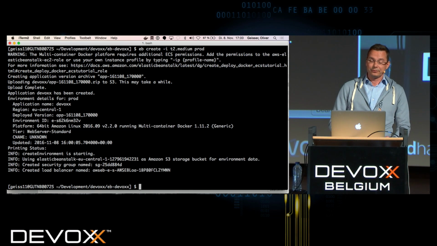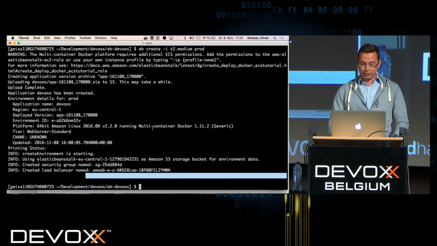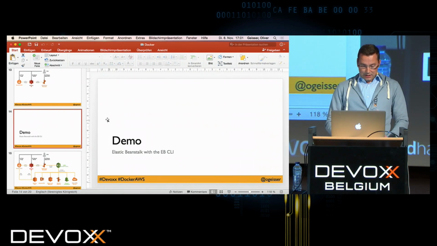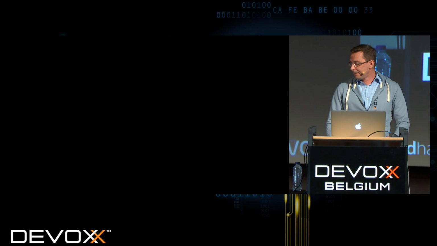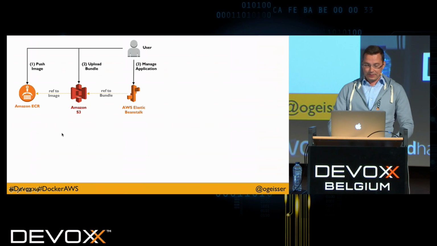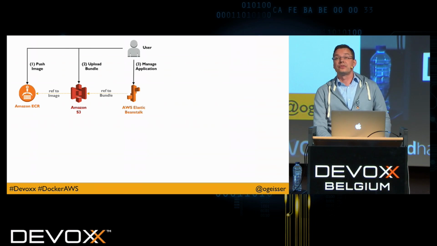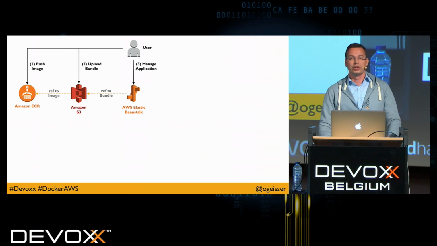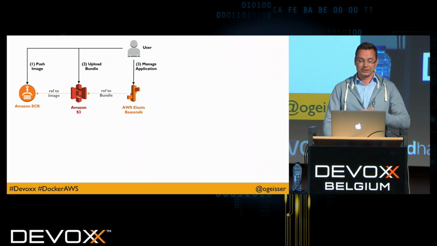And let's switch back to the presentation. So this was your user interface. Step 1, push the image. Step 2, upload the bundle. And step 3, create the application or deploy the application. Step 2 and step 3 are combined with the EB command line tool.